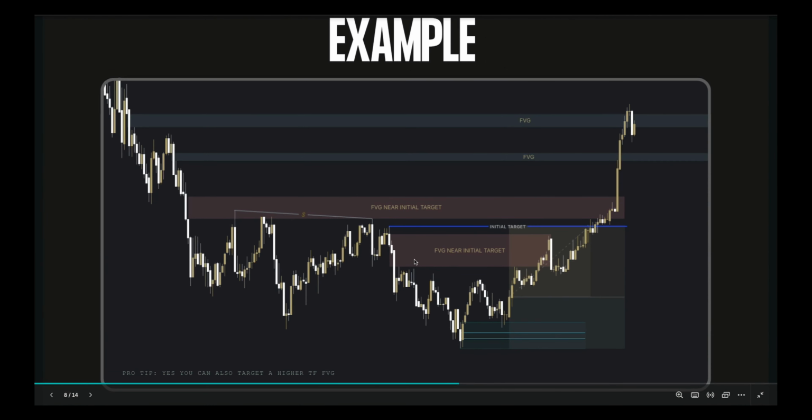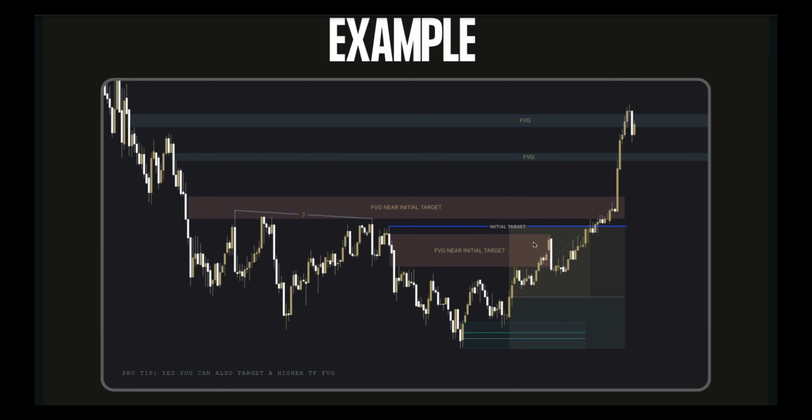Now let's move on. All right, so here is another example. Pro tip: yes, you can also target a higher time frame fair value gap. I would say that's probably even safer, because at least you'd have a more general area of where you can target it, but I would still recommend you target the initial part of the fair value gap. So check this out: fair value gap near initial target.